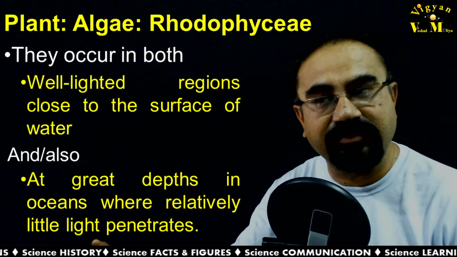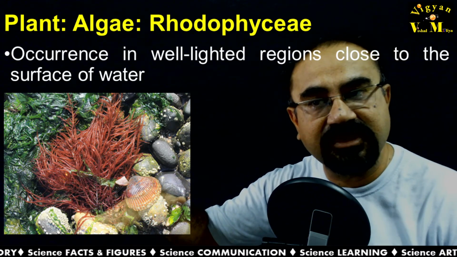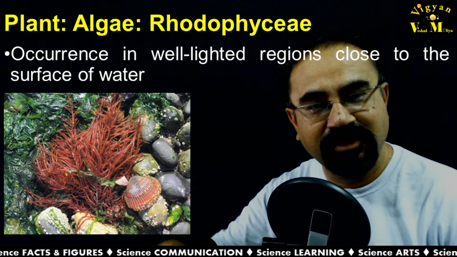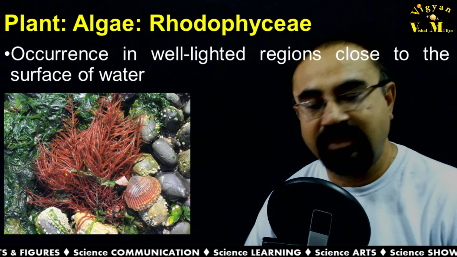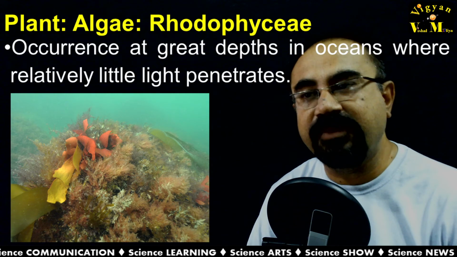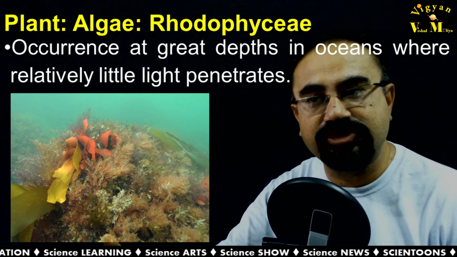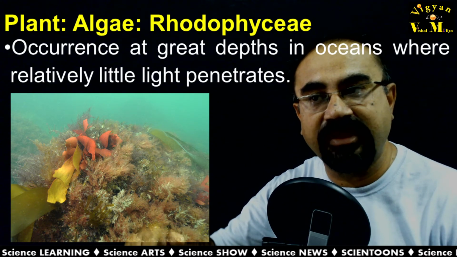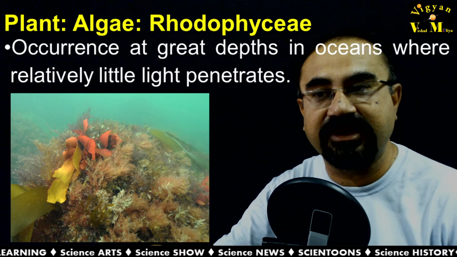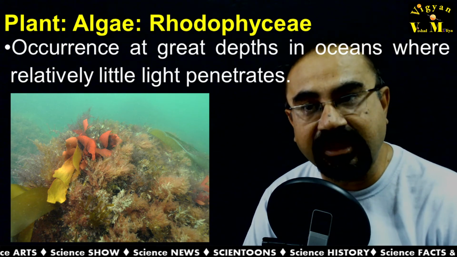Let me show the photograph. Here one can see that the red alga is there on the surface, very close to the surface where a lot of light is available. And another part, that is the depth of the ocean, great depth of the ocean where relatively less light is penetrating. Even there you can find the presence of red alga.